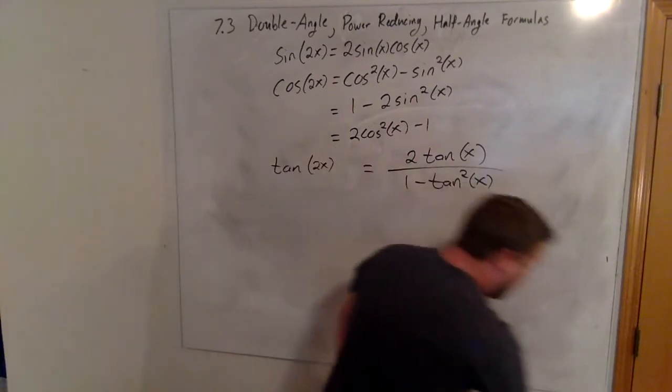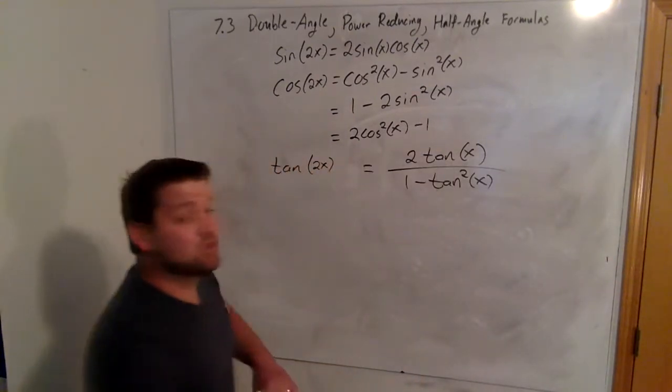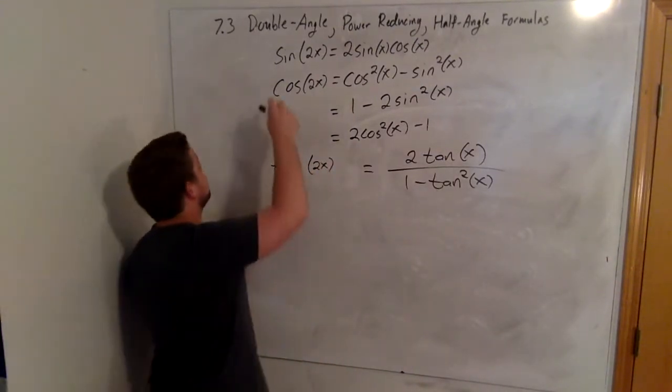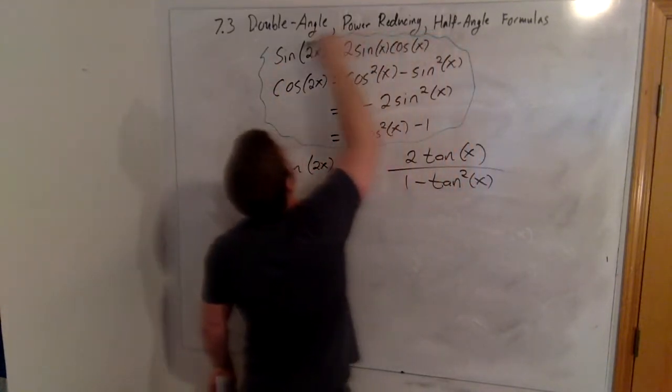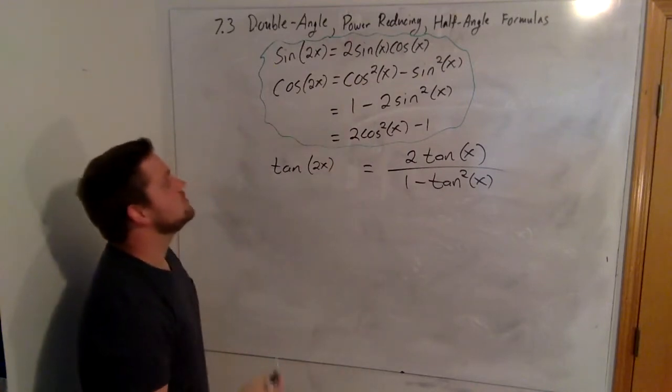Okay, now out of all these formulas that I have right here, what are the ones that pop up the most? I'm going to write them in green, because these are important. They come up all the time, and I highly recommend you commit these to memory.